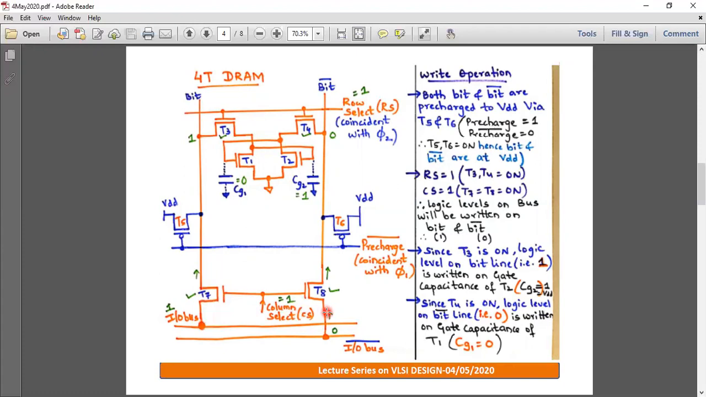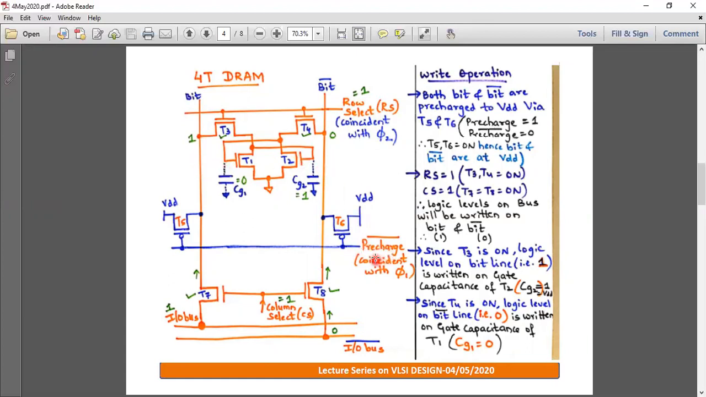So we have two bus lines, bit and bit bar. When you perform a write operation, these bus lines will act as input lines, and when you perform a read operation, these bus lines will act as output lines. So let us begin with the write operation. Before performing write operation and read operation, both bit and bit bar lines should be charged to VDD. Both bit and bit bar lines should be at VDD.